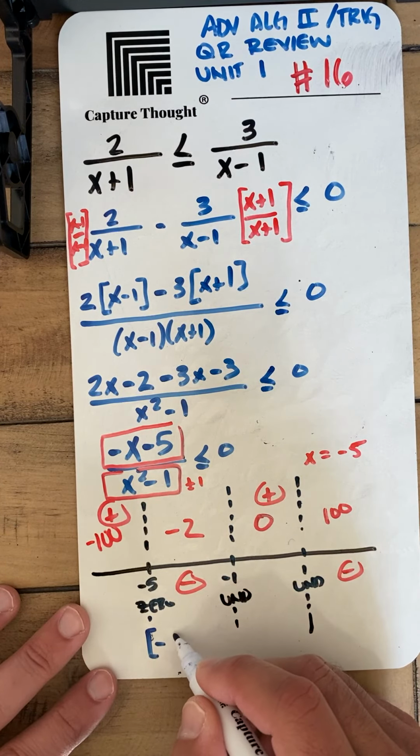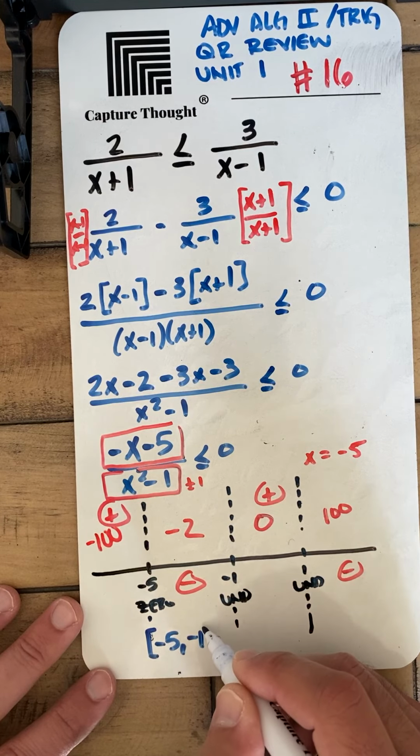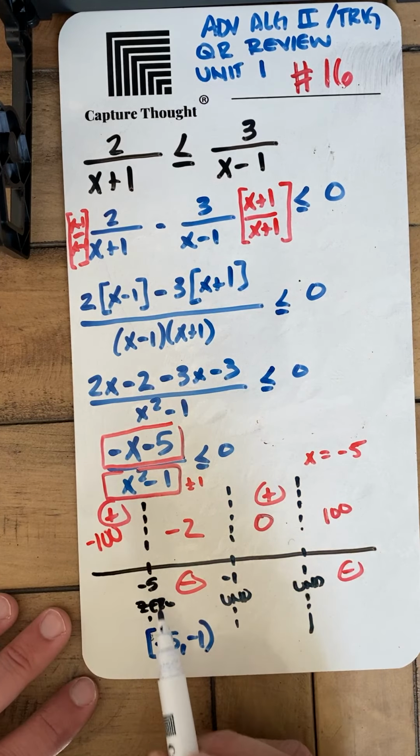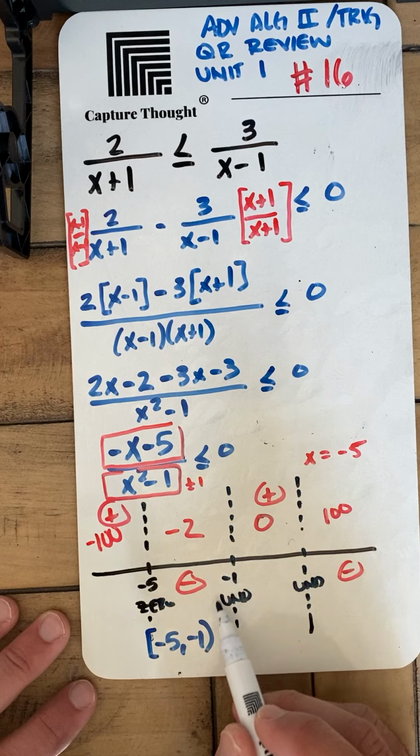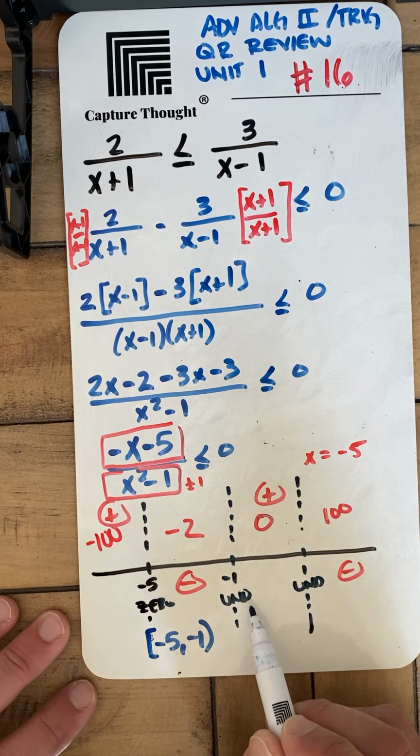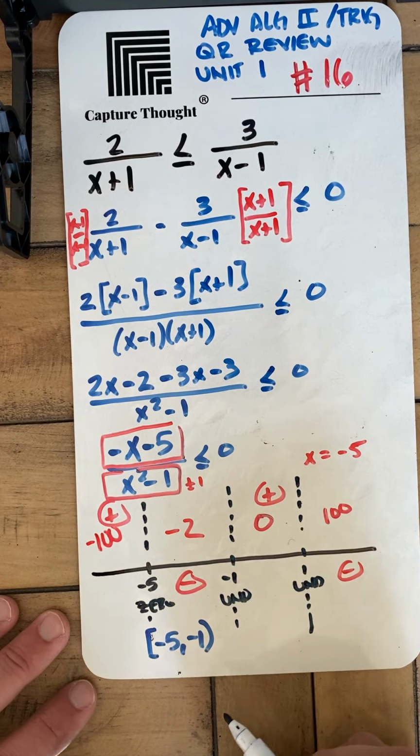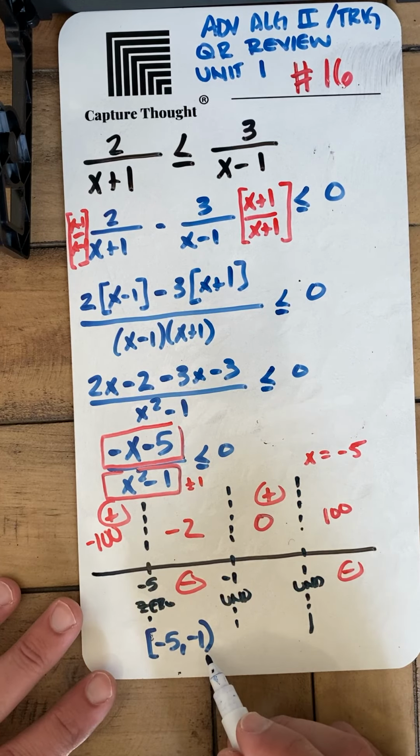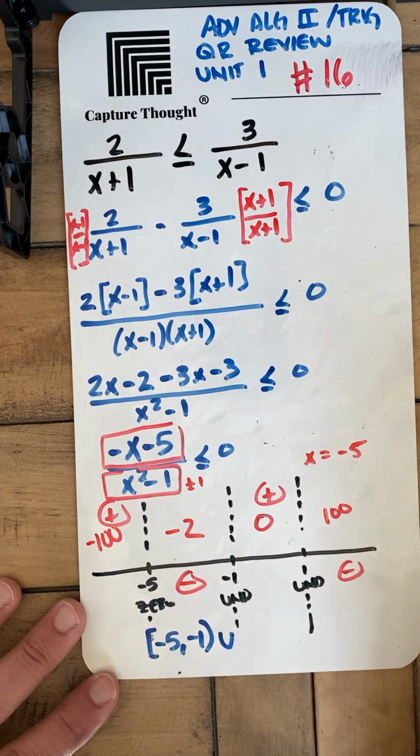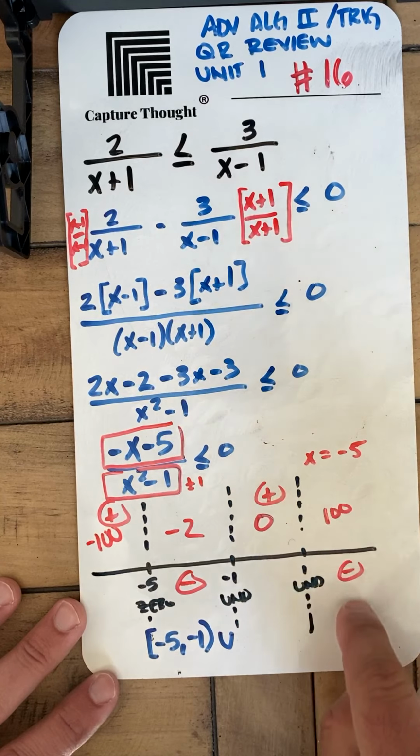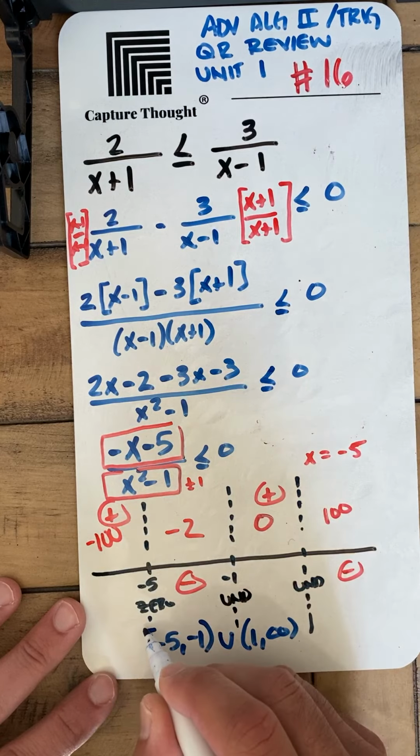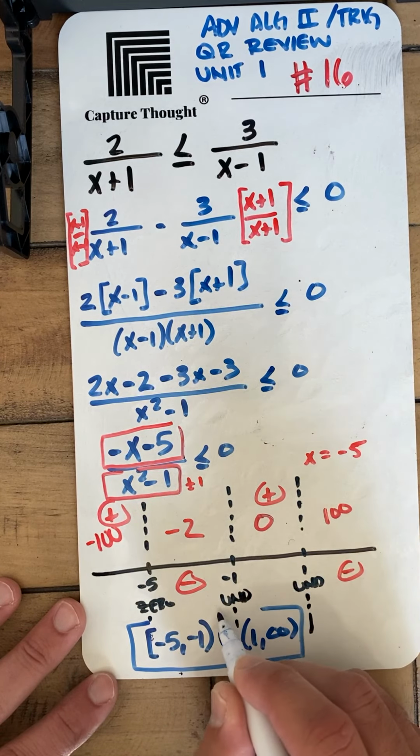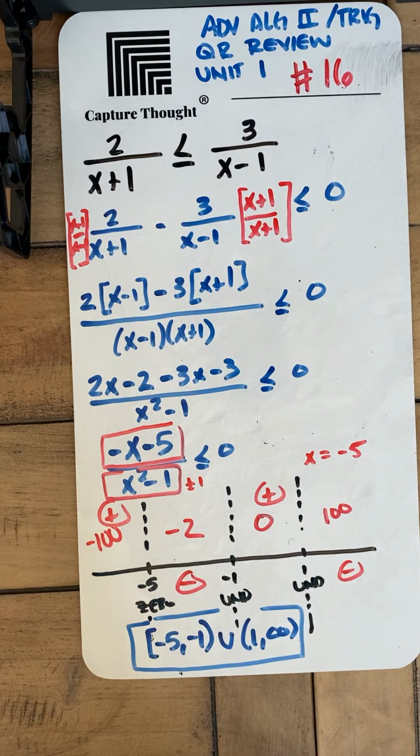So I would say negative 5 and negative 1. And notice on the negative 5, I would use a bracket because it is a 0 and it says less than or equal to 0. But notice at negative 1, since it's an undefined point, I would not put the bracket, I'd use a parenthesis. And then do a union sign. And then the next point that's less than 0 would be from 1 all the way out to infinity. And that is our answer. That is a tough question, but hopefully that's a good little review for you.